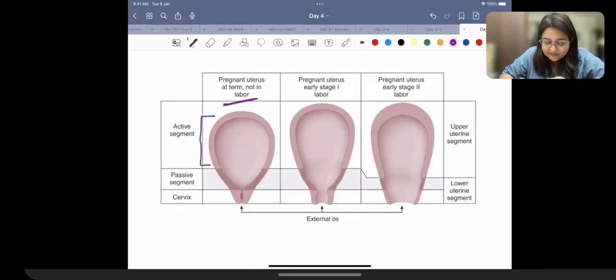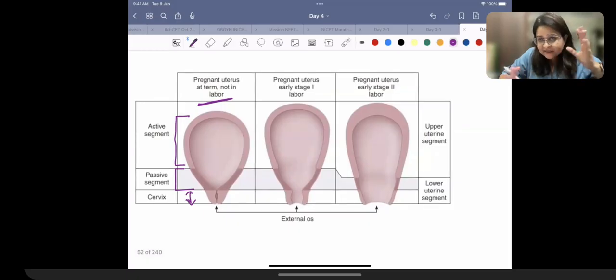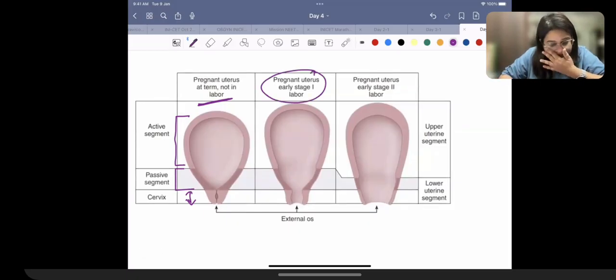This is the upper segment, and this is the lower uterine segment. How do we know it's the lower uterine segment? In front of it lies the bladder, and then here you have an uneffaced cervix, a long cervix. As labor starts, so this is an early stage of labor, you can see the lower segment has become thinned out. It's thinning out, and the cervix has started opening up. And this cervix now becomes part of the lower uterine segment.